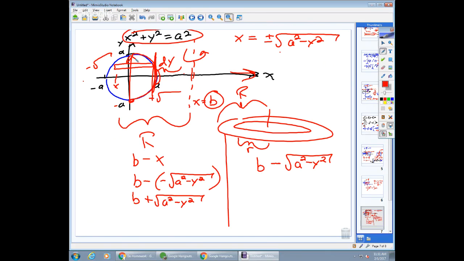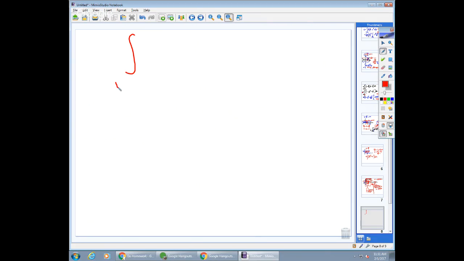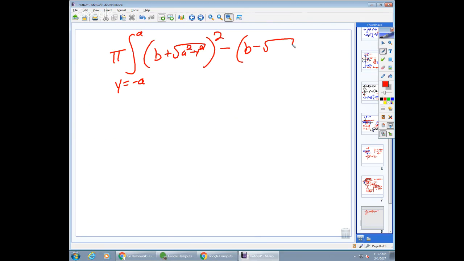All right, so now we get to build the integral. So the integral for something like this, y equals negative a to a. We can pull the pi out, and then I have my big R squared. Big R is b plus the square root of a squared minus y squared. So I have to square big R. And then minus little r, which is b minus the square root, squared. Oof, how are we doing on time? Oh man, we're not going to finish this one. Bummer. And then all of that with respect to y.